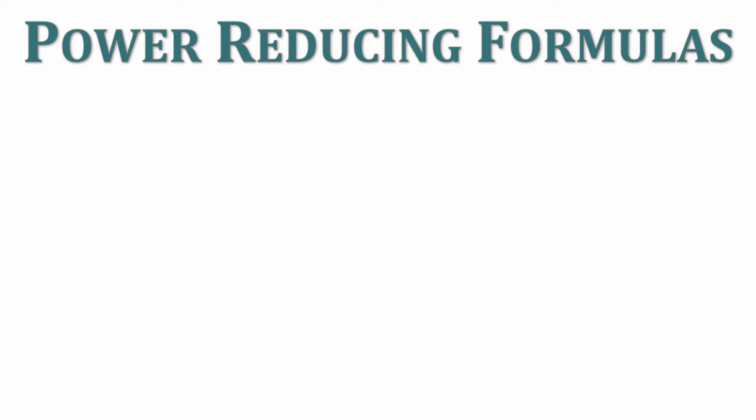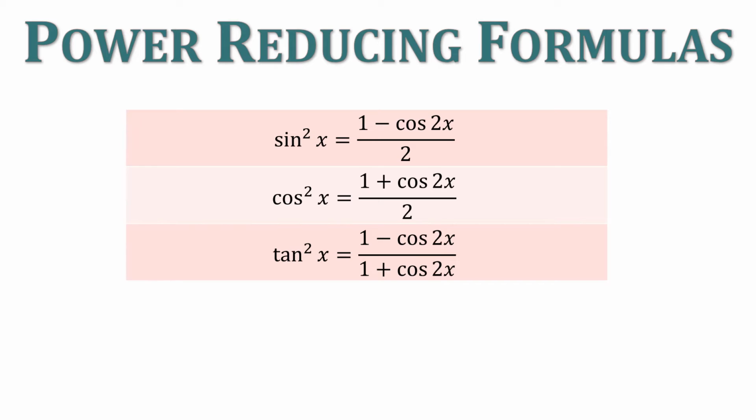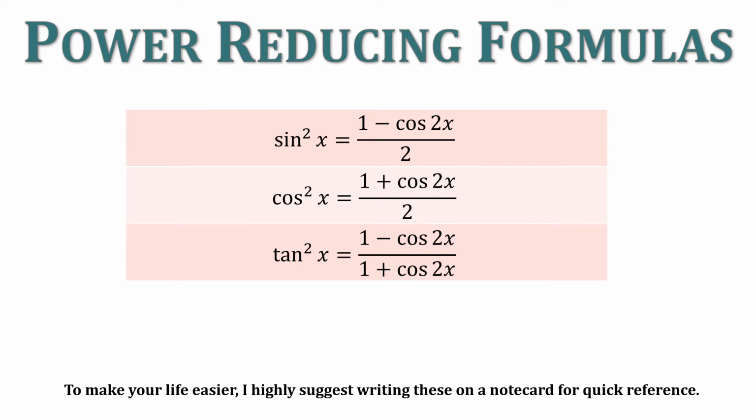In this video, we're learning about power reducing formulas. So for sine squared x, we can reduce it from being a square to a regular plain function by using the formula 1 minus cosine of 2x over 2. We can do the same thing for cosine squared x by making it 1 plus cosine of 2x over 2. And tangent squared of x is 1 minus cosine of 2x all over 1 plus cosine of 2x. Either write these on a note card or pause the video at this time to take a picture of this slide.